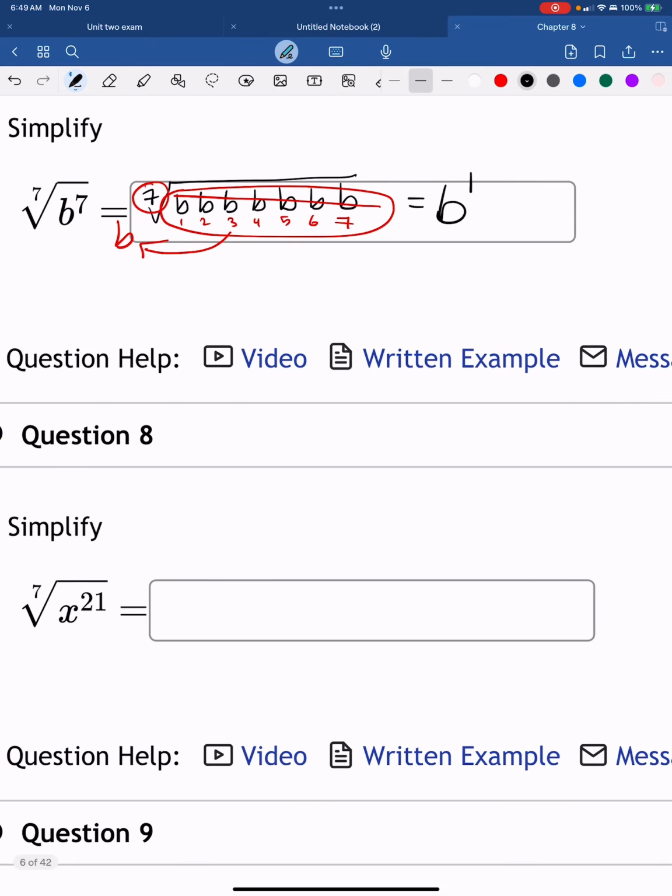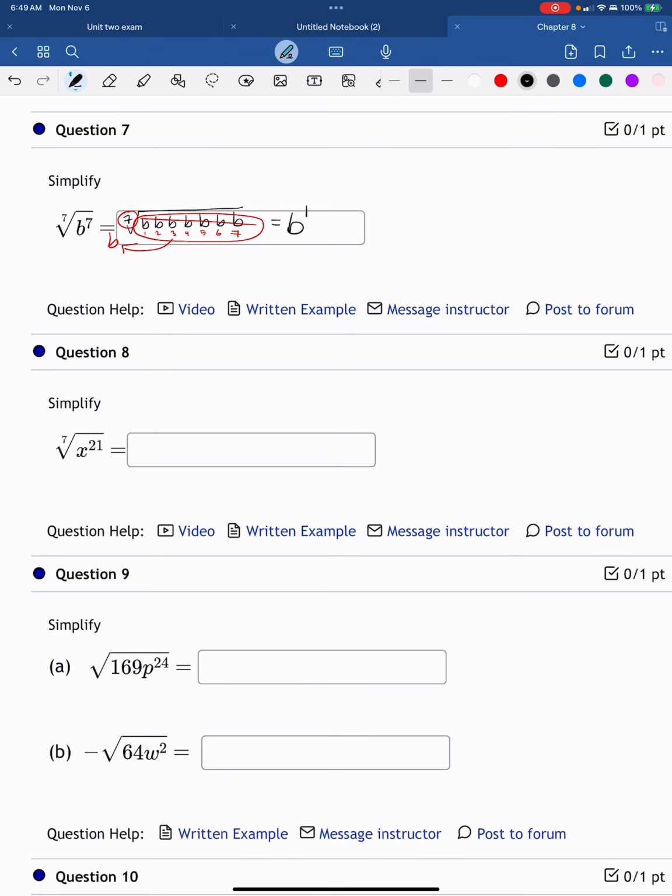But doing the second method is taking the 7th root of B to the 7th equals B to the 7th to the 1/7. And then I get B to the 7 times 1/7, B to the 1. As you get more comfortable, you can maybe skip that step. You just know that you're timesing by 1/7.